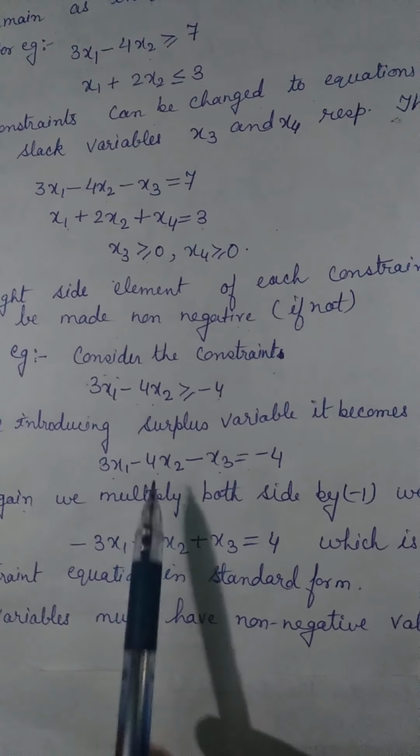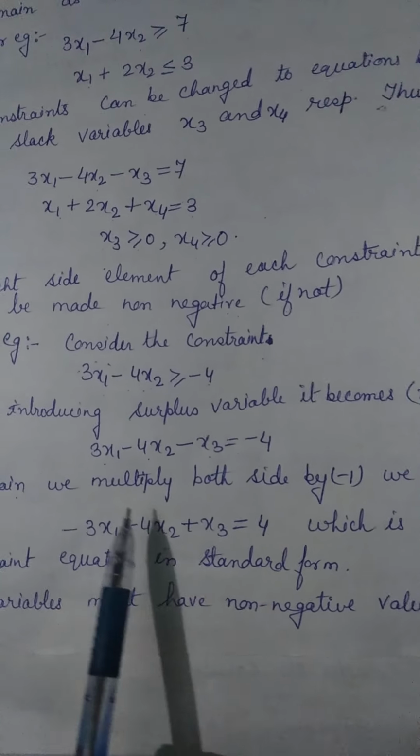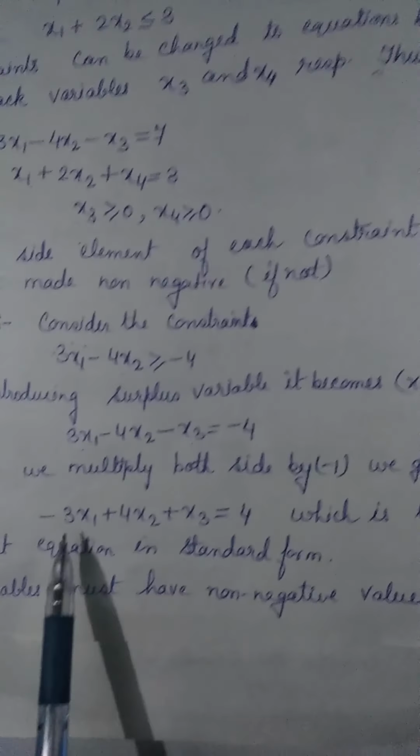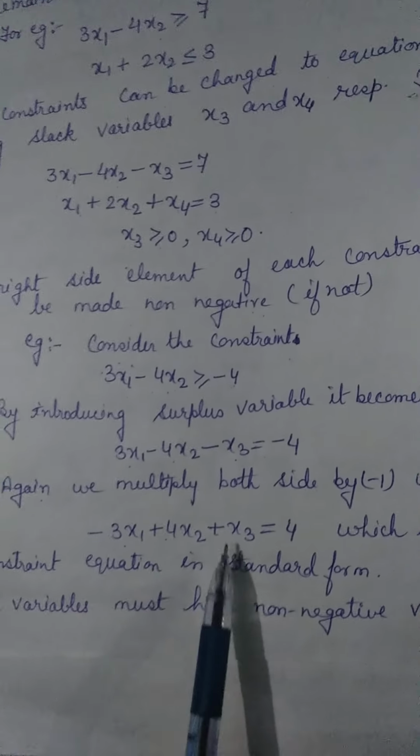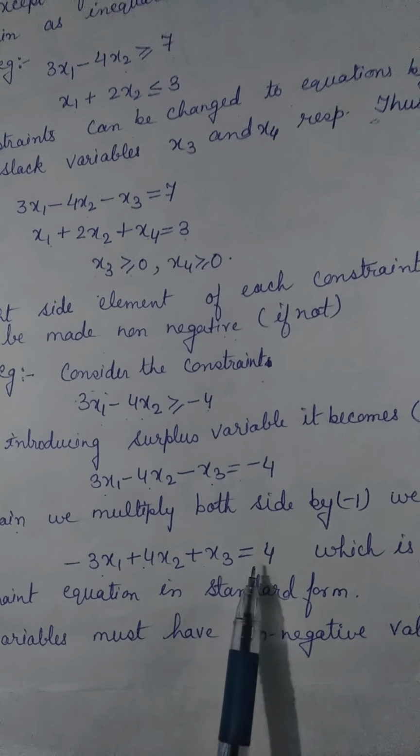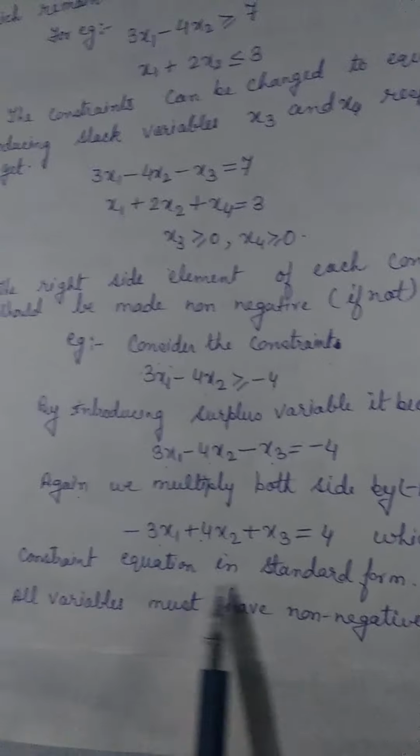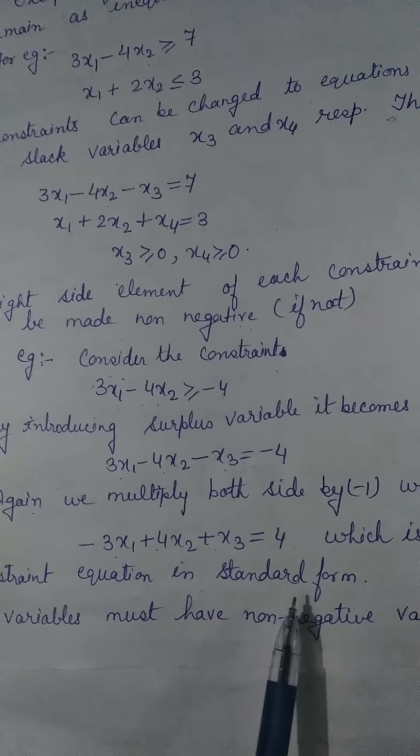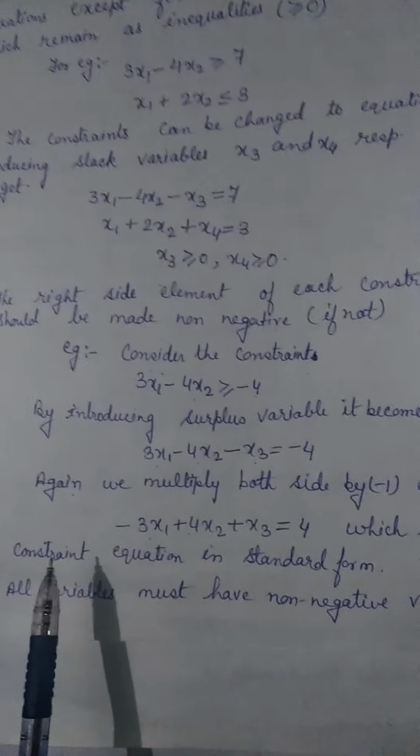Again what we will do, we will multiply both sides by minus 1, and then we will get minus 3x1 plus 4x2 plus x3 is equal to 4, which is the constraint equation in standard form. So this was the second step.